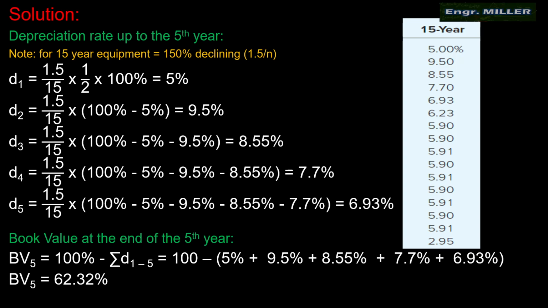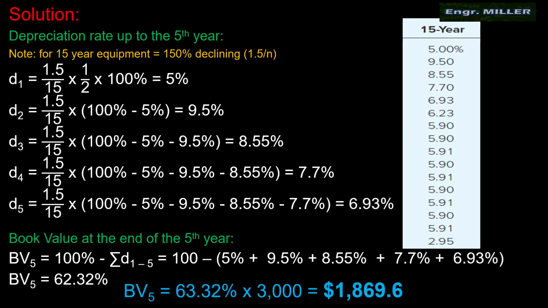So simply, para makuha mo yung book value, you just multiply yung 62.32% dun sa first cost na $3,000 and yung halaga pa niya, yung lalabing halaga niya sa fifth year is $1,869.6. Okay? Now, you can also check dito sa table na linagay ko dito if tama ba yung ating calculation. Okay? Basically, tama yan. Just remember dun sa pag-calculate ng depreciation rate na yung first year is 1 half.